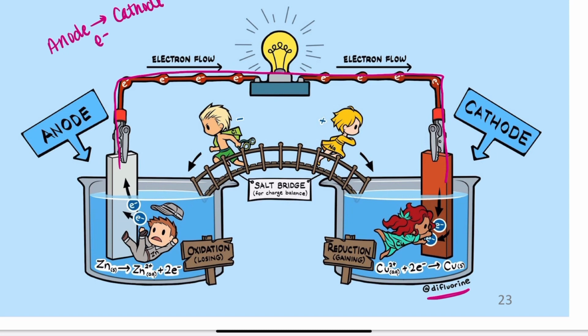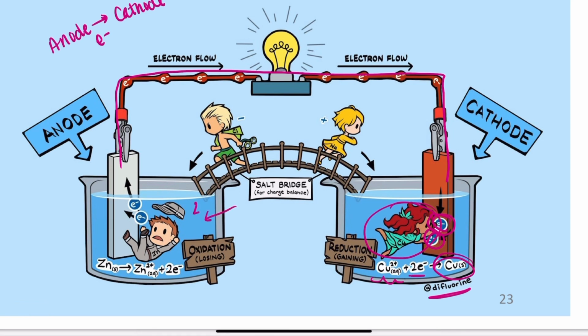As the electrons travel to my cathode, on this side, I've got my little copper 2 plus, and she's gaining those electrons. So copper 2 plus gaining the 2 electrons to form copper solid. If I run the system long enough, the zinc would eventually run out. The copper would then eventually be full over here. I'd pull all the copper out of solution.